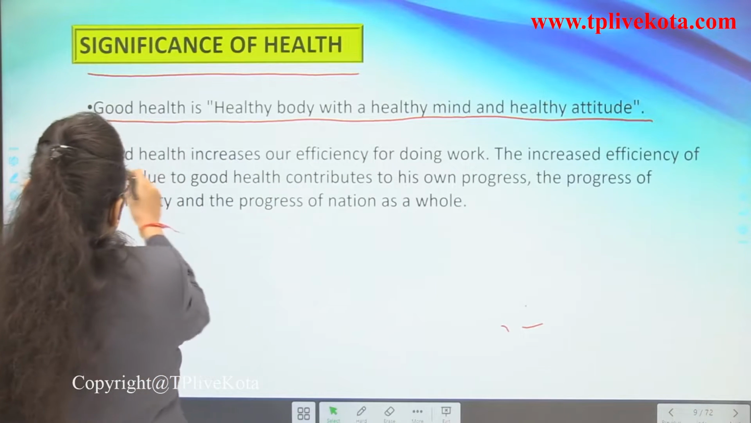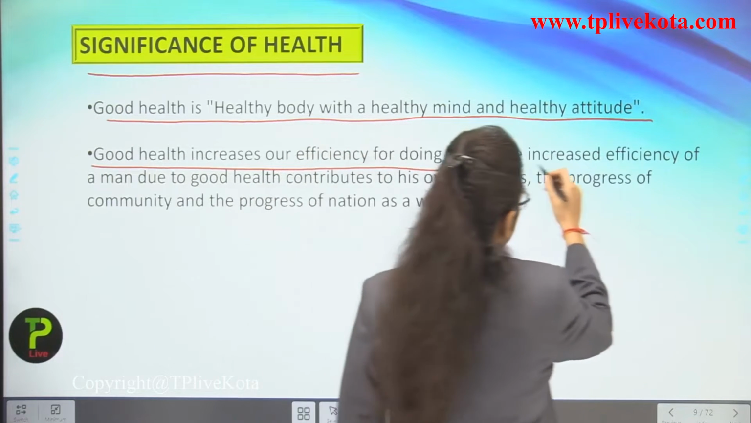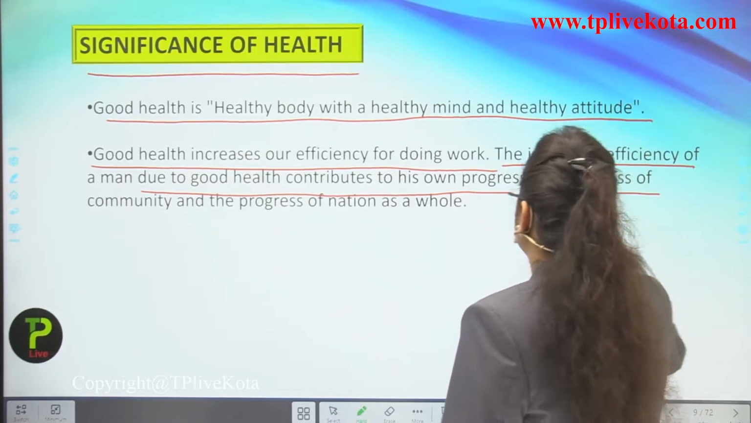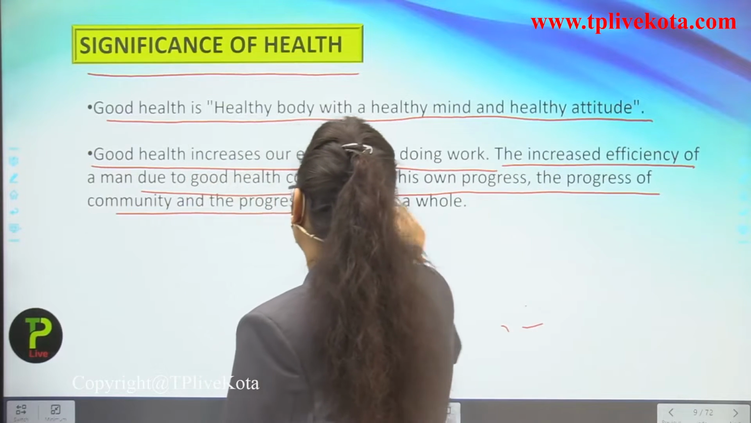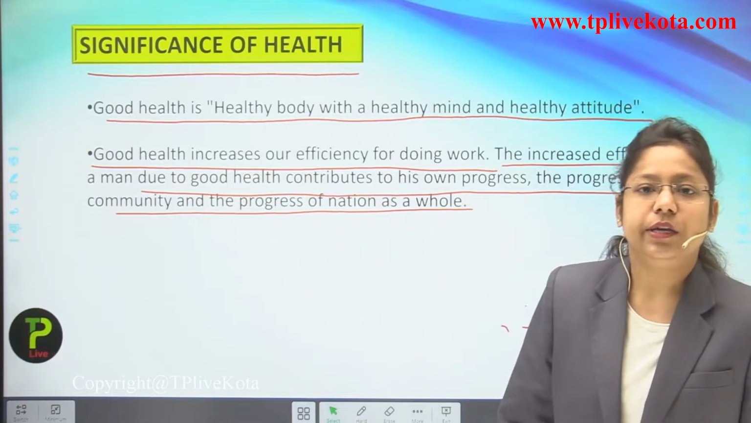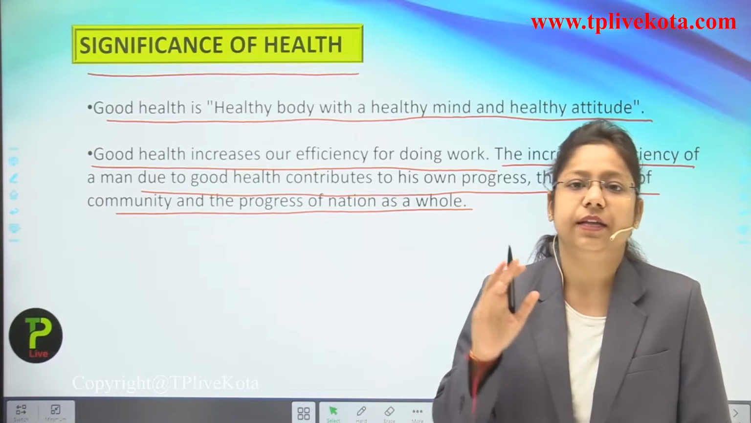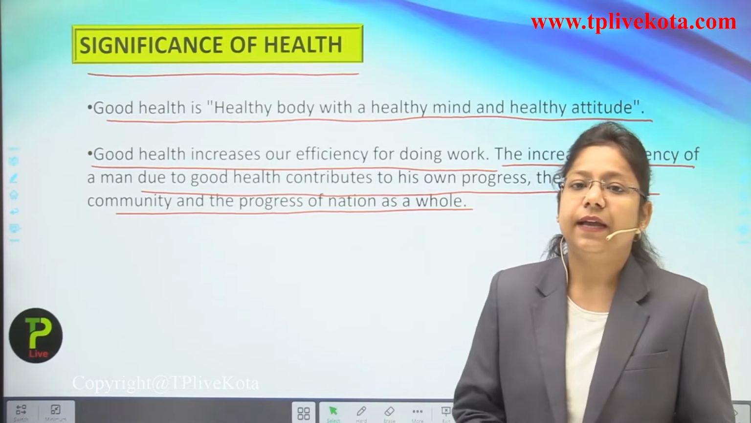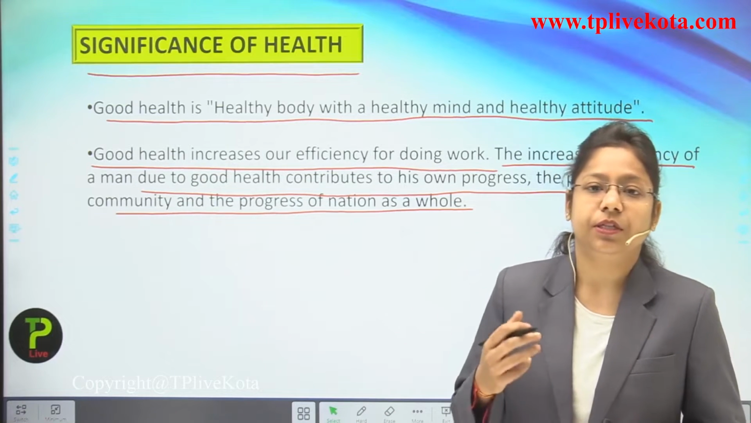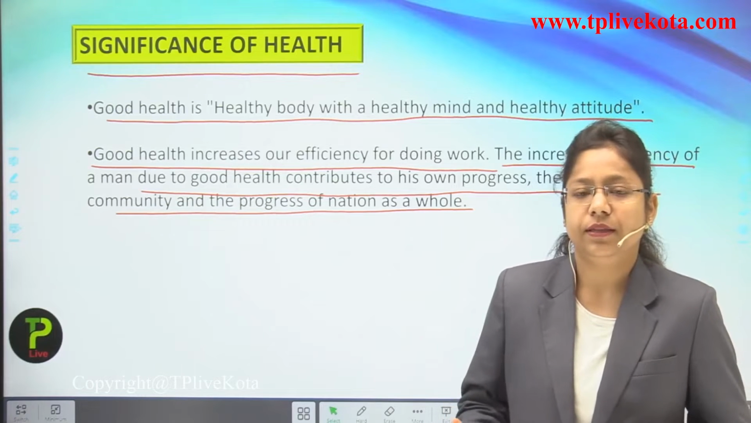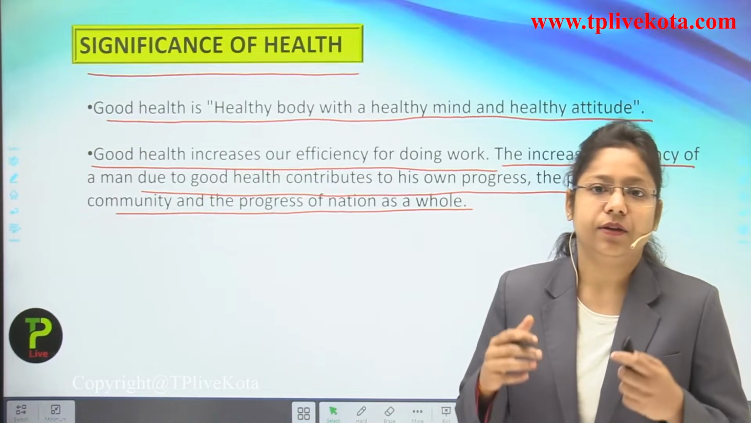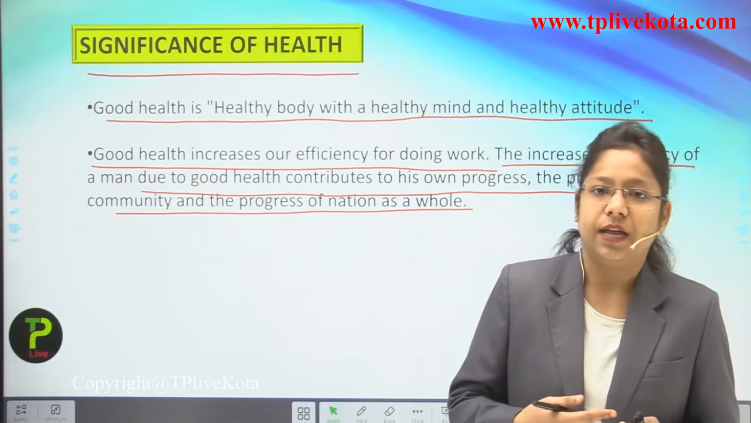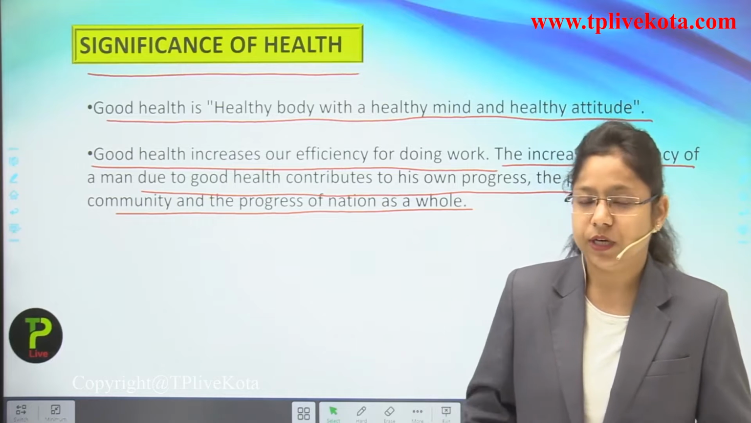Now next point, good health increases our efficiency for doing work. The increased efficiency of a man due to good health contributes to his own progress, the progress of the community and the progress of the nation as a whole. So if a person is taking a proper diet, then what will happen? The person is able to perform all his regular activities. Secondly, the person will be able to do some research work if he or she is involved in that. So it will be a pride for our country or our nation. Next, a person can perform each and every daily routine activity, and can keep the body healthy even.